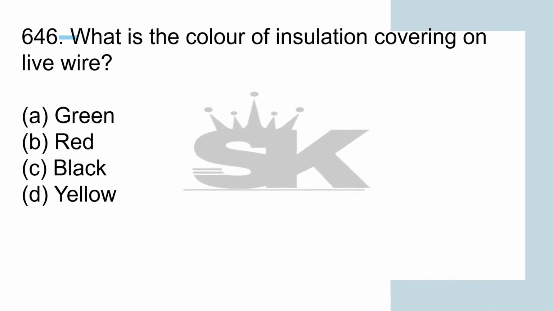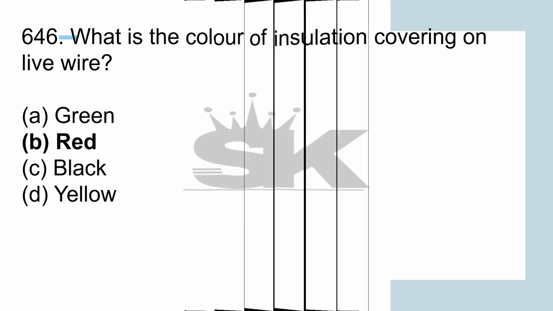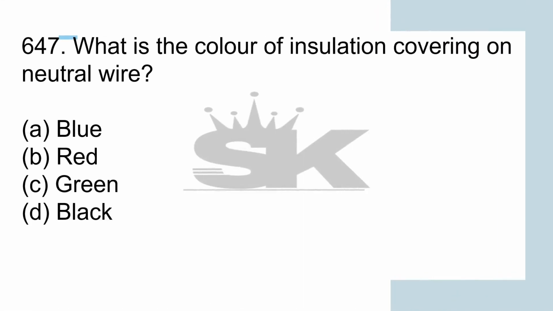What is the color of insulation covering on live wire? Live wire, that is red. That means danger. What is the color of insulation covering on neutral wire? Neutral wire is black.